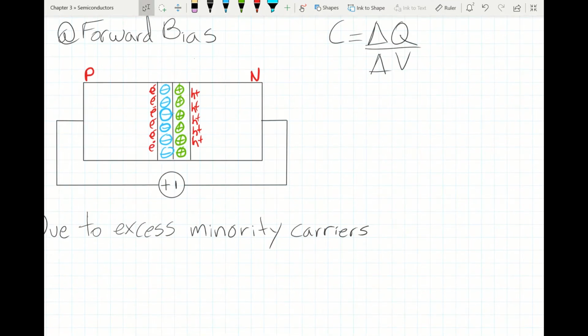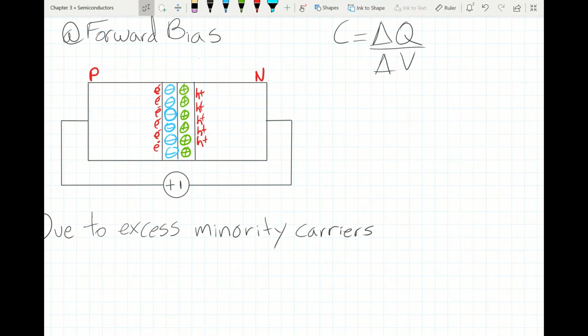If you can see, the easiest way to look at this is that you have an excess of minority carriers on both sides. They behave as parallel plates and they have a dielectric, if you want to see it that way, in the junction. So the depletion region is the dielectric and you have two parallel plates and that forms a capacitor, right?